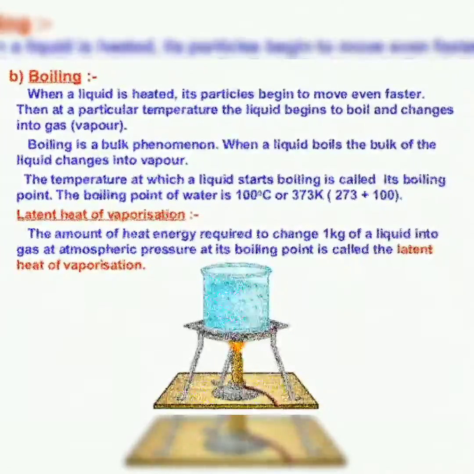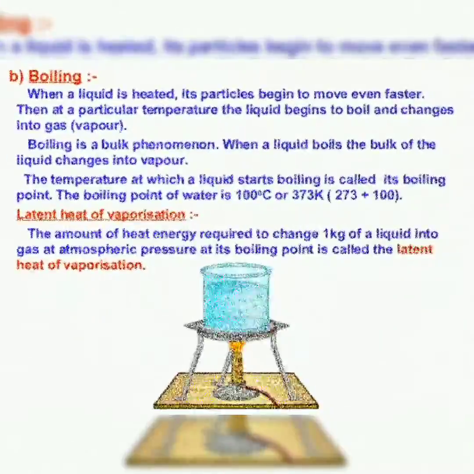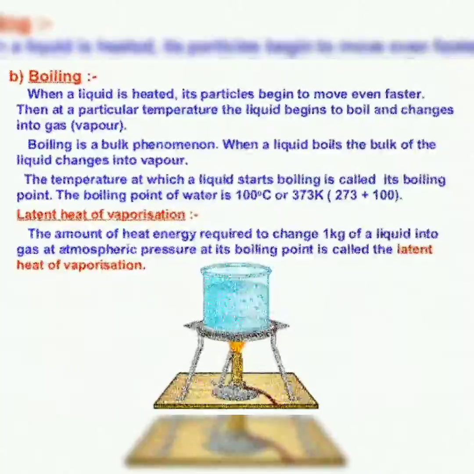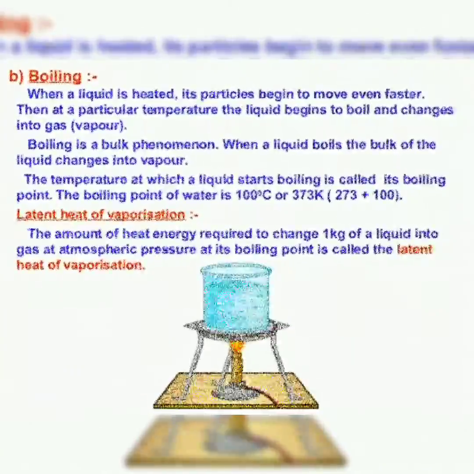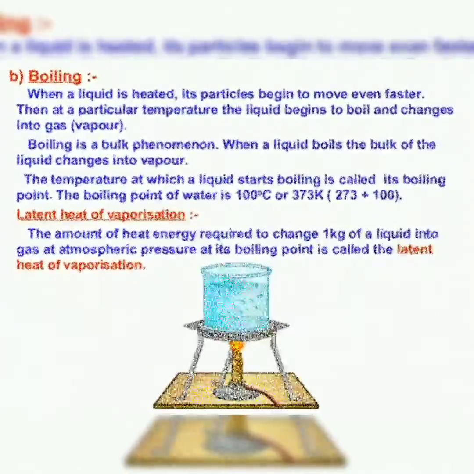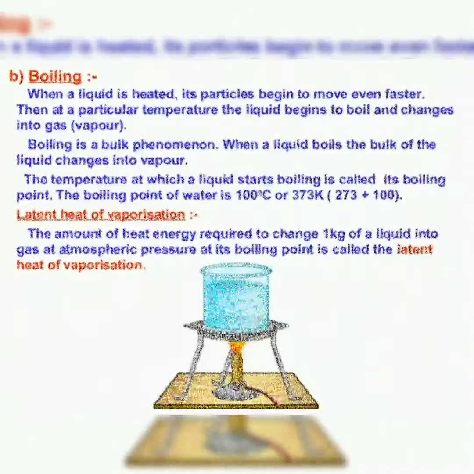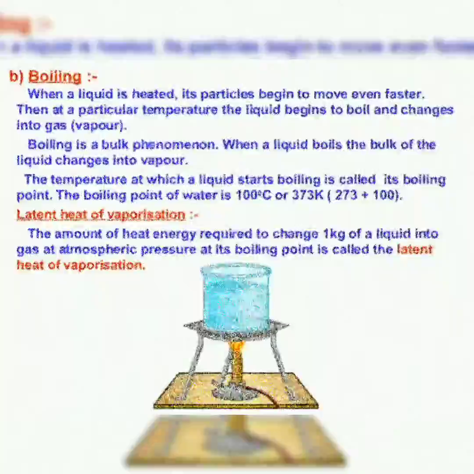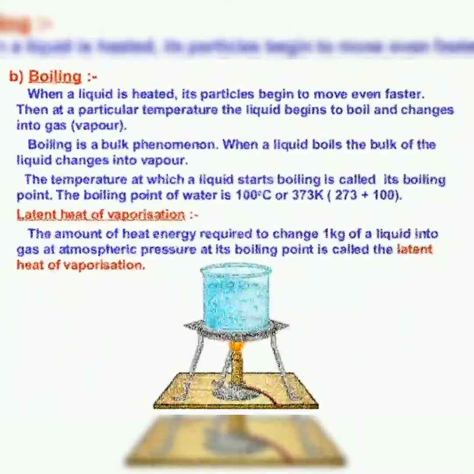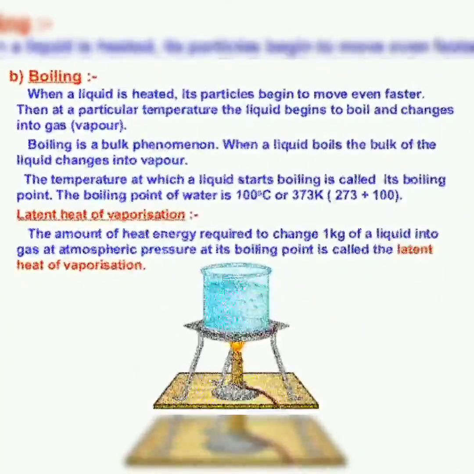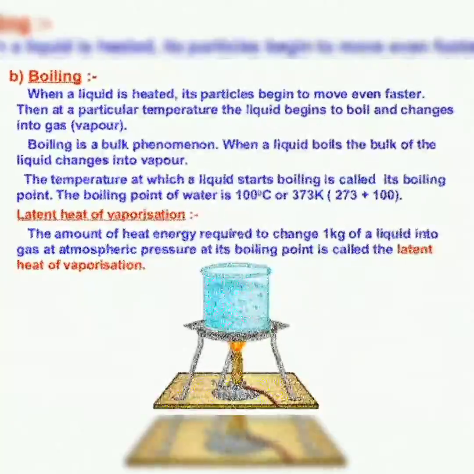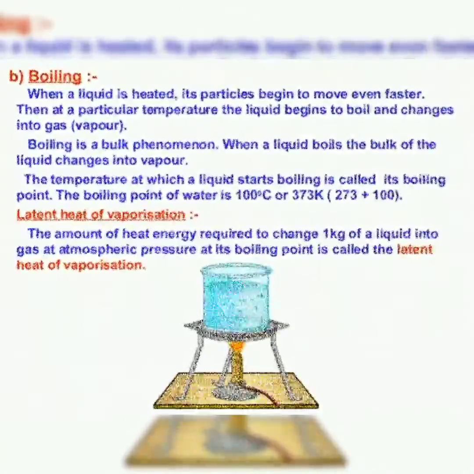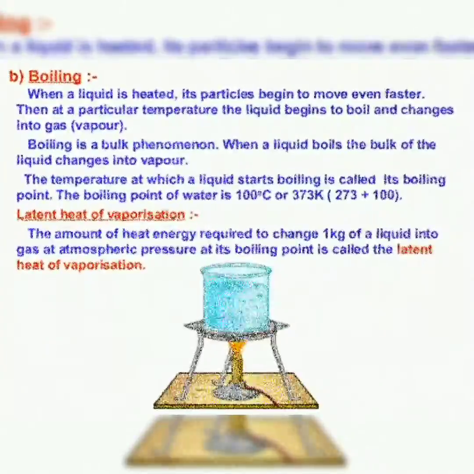Next one is boiling. When a liquid is heated, its particles begin to move even faster. Then at a particular temperature, the liquid begins to boil and changes into gas, that is vapor. The temperature at which a liquid starts boiling is called its boiling point. The amount of heat energy required to change 1 kg of a liquid into gas at atmospheric pressure at its boiling point is called the latent heat of vaporization.